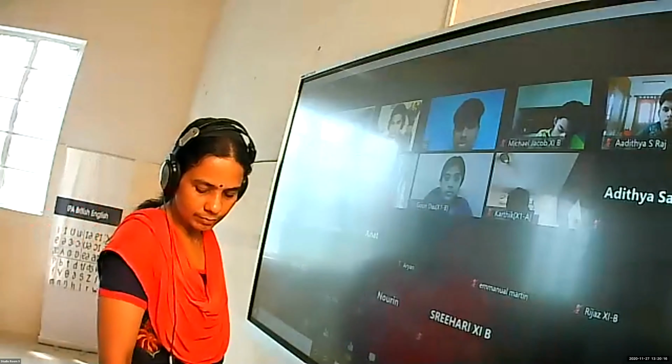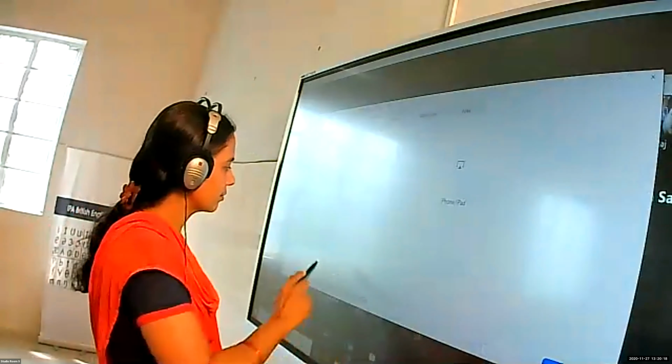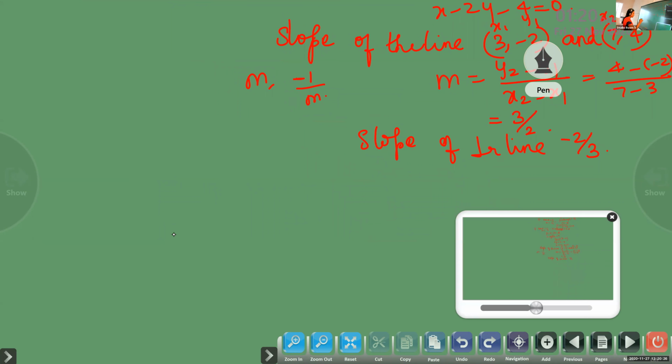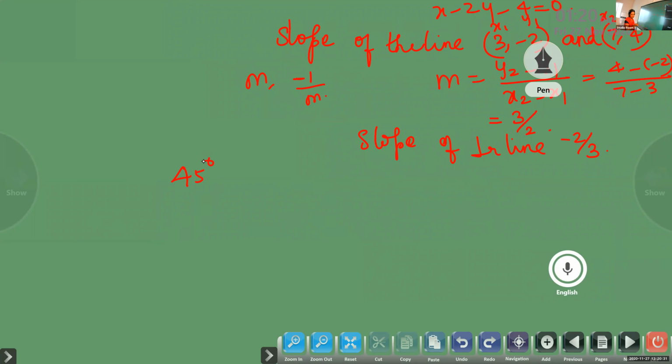The next one. Find the slope of the line which makes an angle of inclination 45 degrees with the positive direction of x-axis.